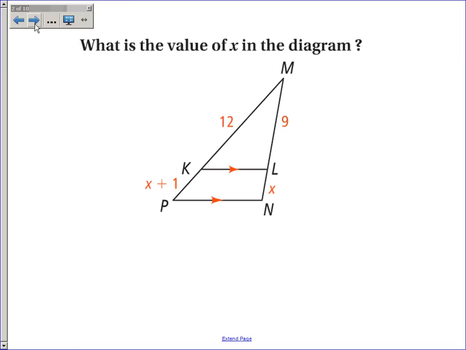The question is, what is the value of x in this diagram? The way I like to look at problems like this is that it's sitting in the problem exactly how you want it in your proportion. I just think about drawing a line here and putting in an equals. So 12 over x plus 1 is equal to 9 over x. That's our proportion, and we solve it. Let me warn you before we solve it that I would consider this more of an extension level proportion because it has two terms right here.